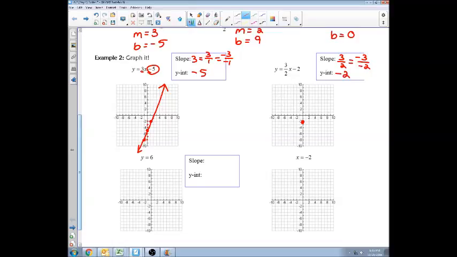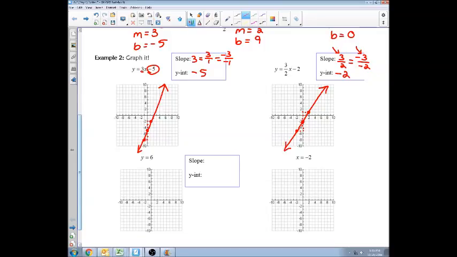Now, my first slope tells me I'm going to go up 3: 1, 2, 3. Right 2: 1, 2. My second slope tells me down 3: 1, 2, 3. Left 2: 1, 2. And I will graph those points.